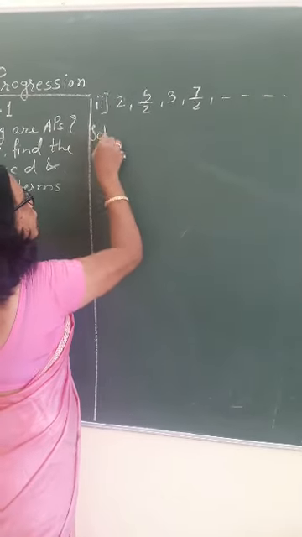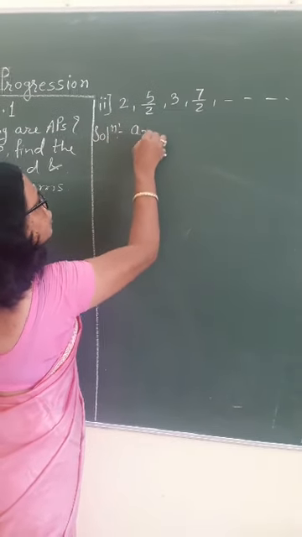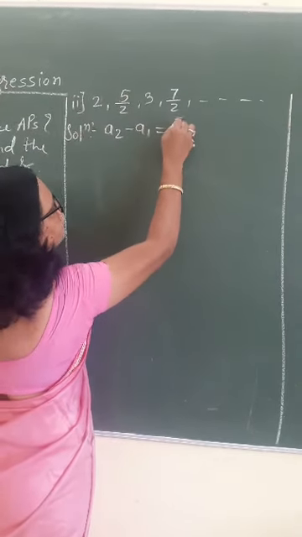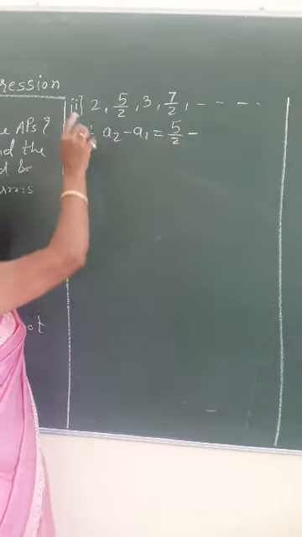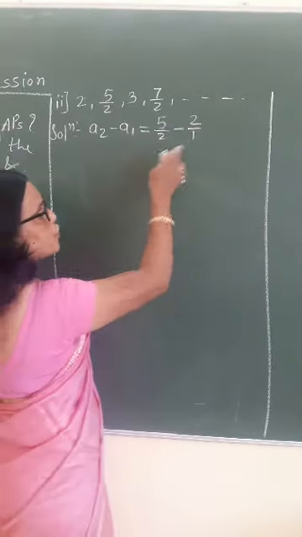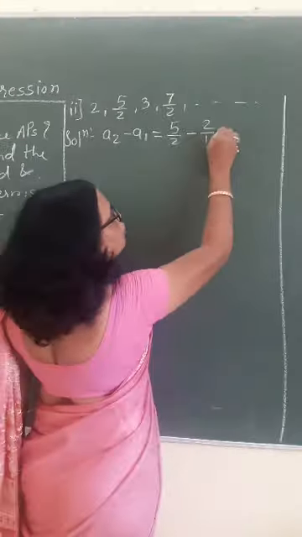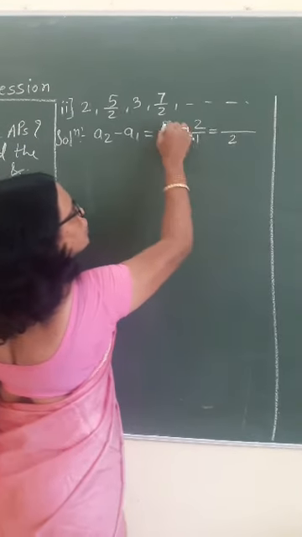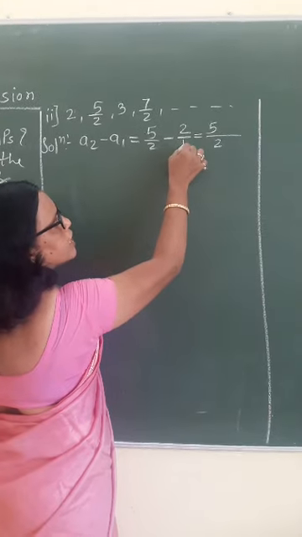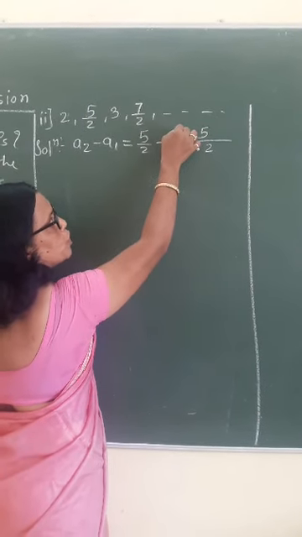So what will we find here? We will find A2 minus A1. What is A2, the second term? 5 by 2 minus the first term, 2. Here we can write 2 by 1 because we have to do a subtraction. What will we get? The LCM is 2. 5 minus, when we make it over 2, we also have to multiply the numerator by 2.